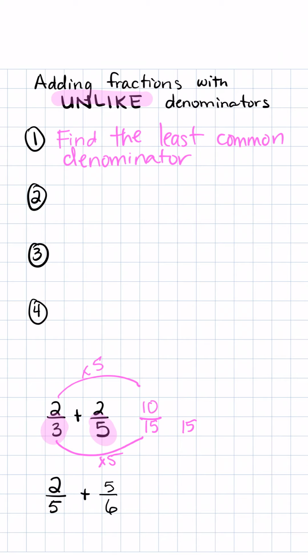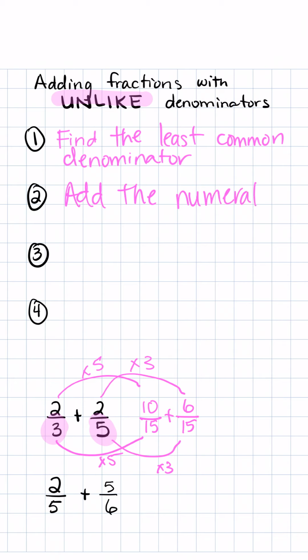5 times 2 is 10. 10 fifteenths is equal to 2/3. And 5 times 3 equals 15. Whatever we do to the top, we have to do to the bottom. Vice versa, sorry. Whatever we do to the bottom, we have to do to the top. So that's going to be 6. 10 plus 6, because our next step is going to be add the numerators. That's the top numbers. So that's going to equal 16.